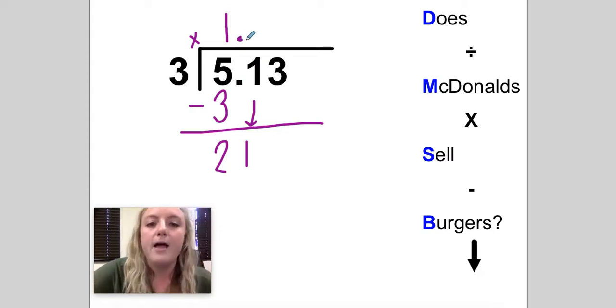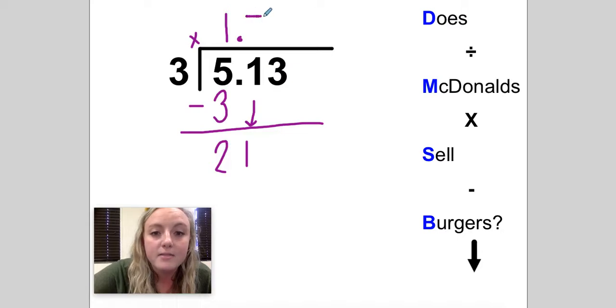Now let's start over. Divide. How many groups of 3 can fit into 21? Well, I know that 3 can go into 21 7 times evenly because 7 times 3 is 21. That's my division and multiplication step. 3 goes into 21 7 times because 3 times 7 is 21. After that, I subtract. 21 minus 21 is 0.